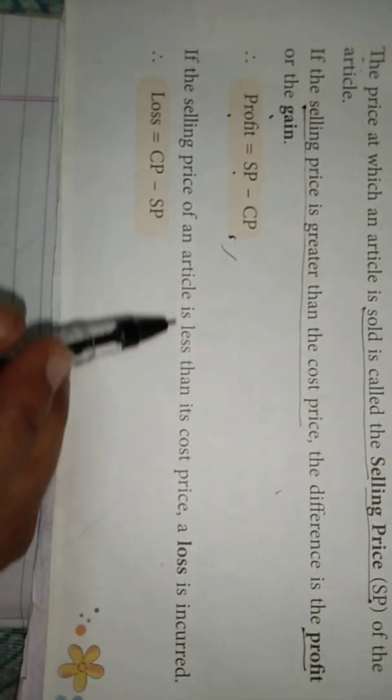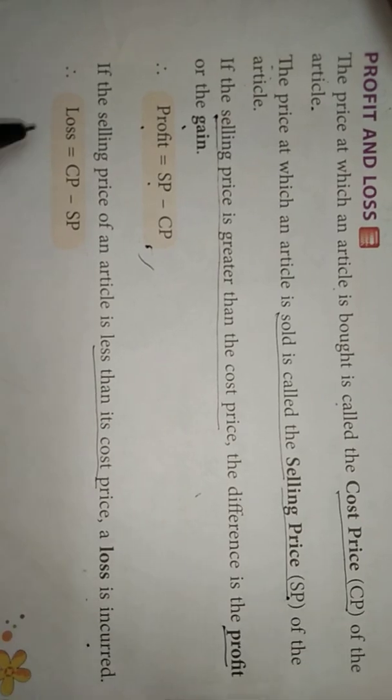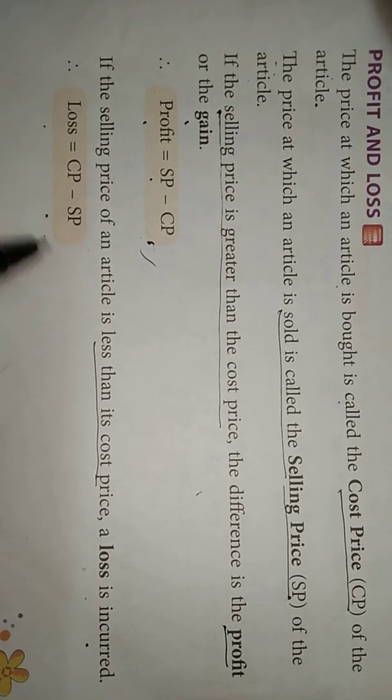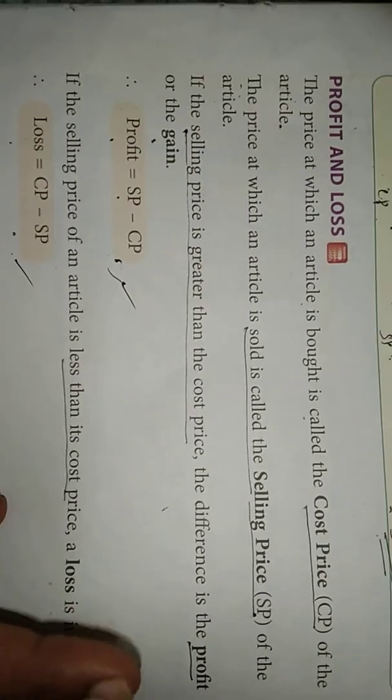And if selling price is less than cost price, then a loss has occurred, that is loss equals CP minus SP. These two formulas you have to learn by heart to solve the questions from this exercise.